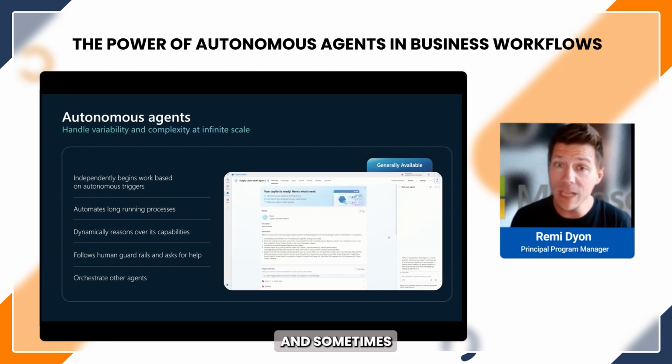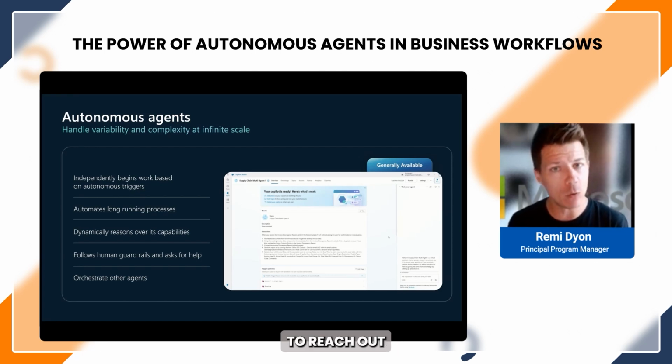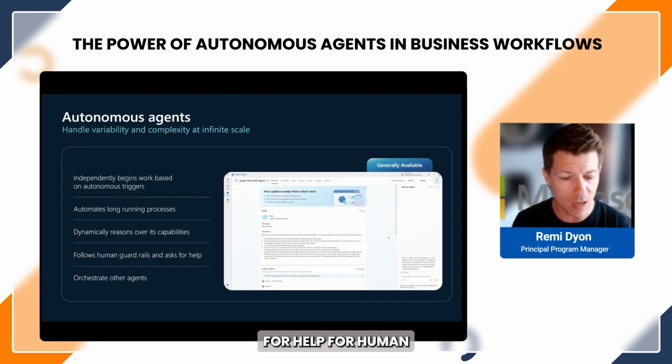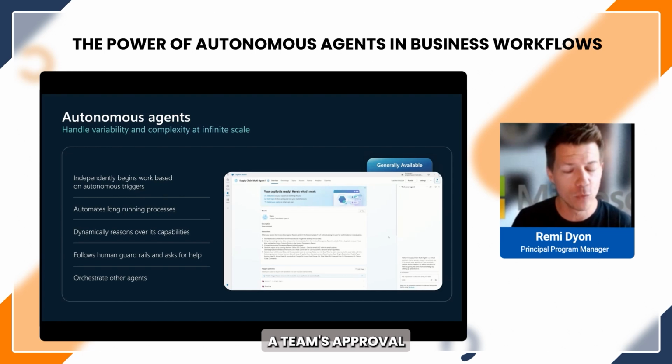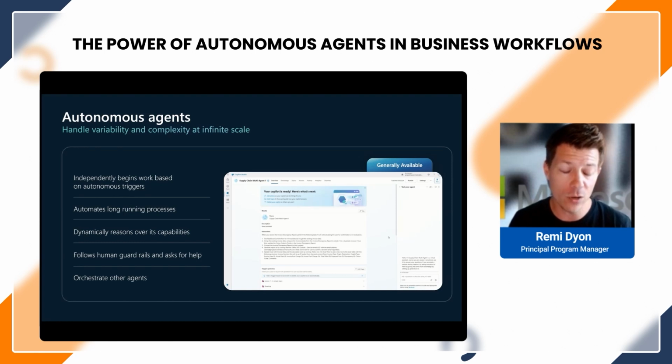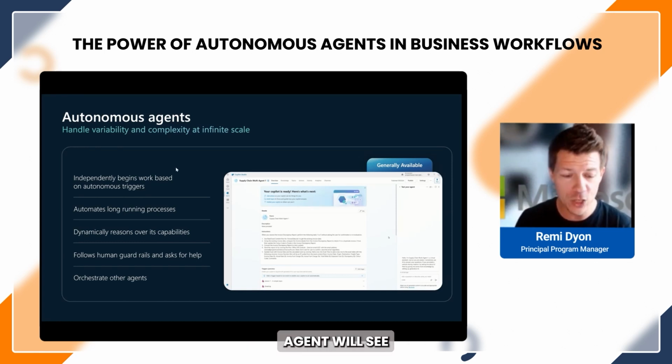Sometimes we want those agents to reach out for help, for a human to validate a particular condition. We will see that, for example, we could use a Teams approval as part of a process to bring a human in the loop to decide what the agent should do next. An autonomous agent, we'll see with Satish, can also be used to orchestrate other agents.